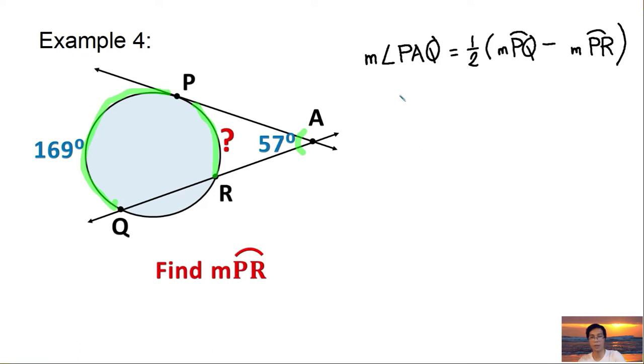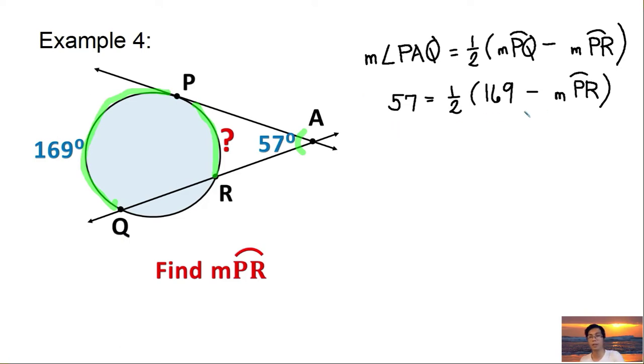So, 57 equals 1/2. Si PQ ba binigay? Yes, binigay, which is equal to 169. So, 1/2 times quantity, 169, minus the measure of arc PR. Si arc PR, retained siya kasi hindi naman siya binigay. Question mark yung ano dito, di ba? Yung nasa figure. Actually, yun yung hinahanap natin eh. Okay? So, ang naging resulting equation natin is 57 equals 1/2 times this quantity.